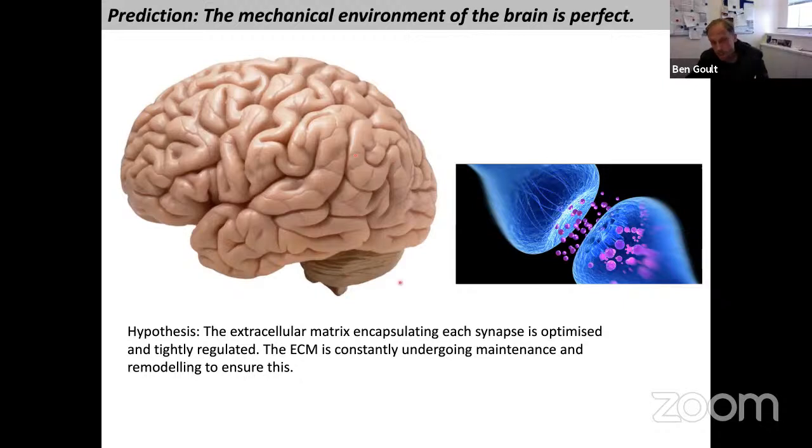But what I'd like to argue, based on this theory and what it predicts, is that while the brain's soft, each synapse goes to a lot of energy to create basically a nest around the outside, this meshwork of ECM, and it's constantly undergoing maintenance and remodeling to ensure that this is maintained. And the prediction of the theory would be that the reason it goes to all this effort is to enable mechanical computation to be perfect.